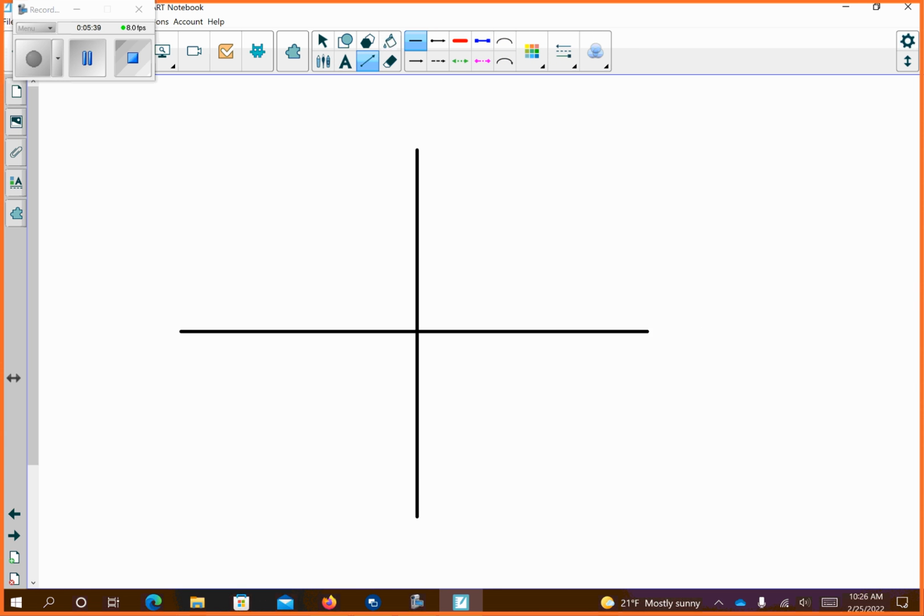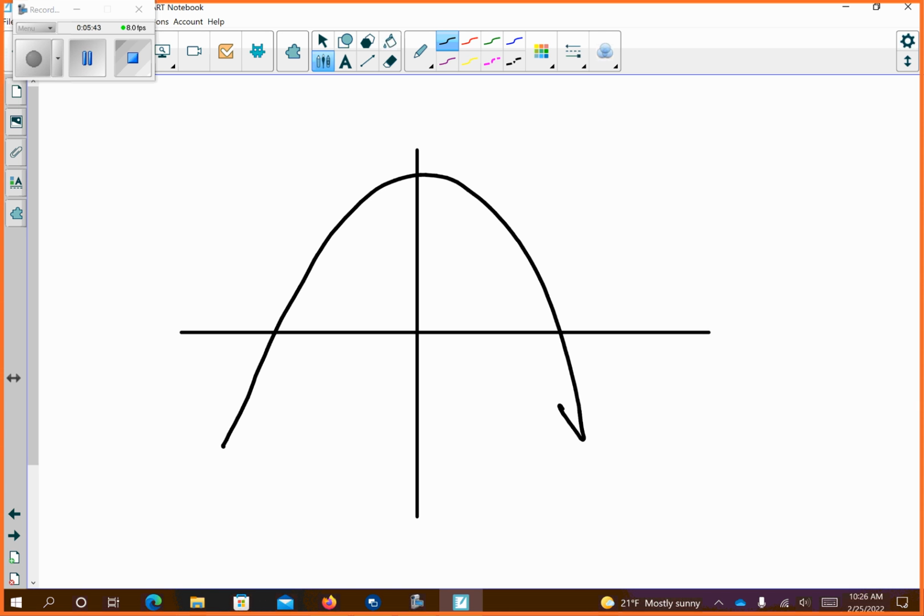XY axis, still with me? I'm just going to draw in a parabola. Okay. So remember back in the day when we find a slope, m equals y2 minus y1 over x2 minus x1. So this was the equation, the slope equation, right? So what that means is I have an infinite amount of points on this line.